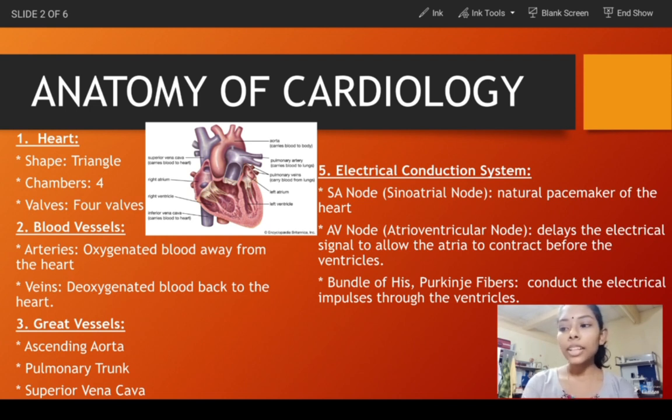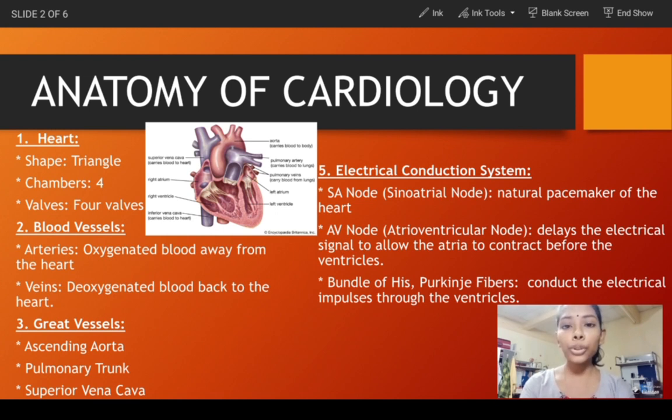And secondly, in the anatomy part of cardiology, we have the electrical conduction system. In the electrical conduction system, we have the SA node, also known as the sinoatrial node. It is also known as the heart's natural pacemaker. The SA node initiates the electrical impulses that regulate the heartbeat. We also have the atrioventricular node, or AV node.